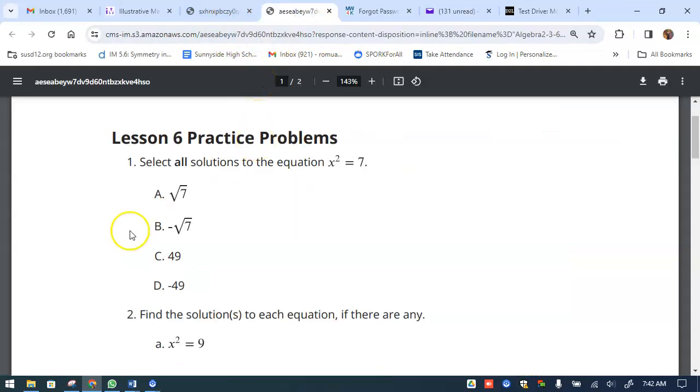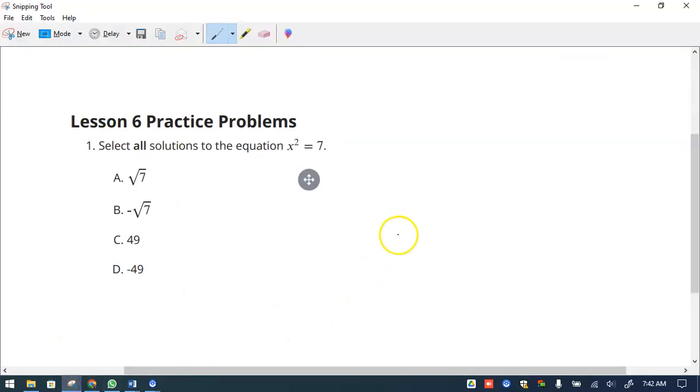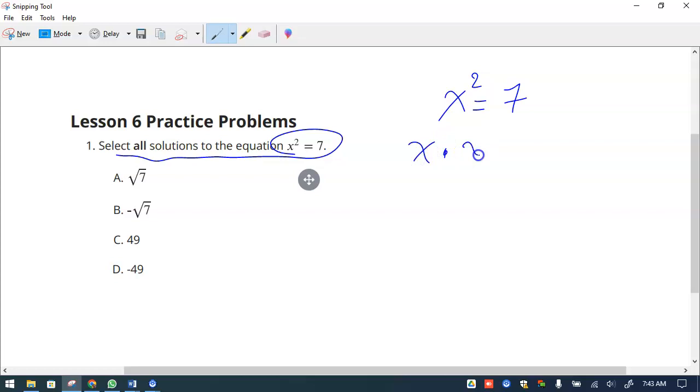This is the very first problem, and it is about selecting all the solutions to x squared equals 7. Now we need to know what this means. What is the value of x that, when you multiply it by itself, gives you 7? That's all it means. So we need to plug in something here.